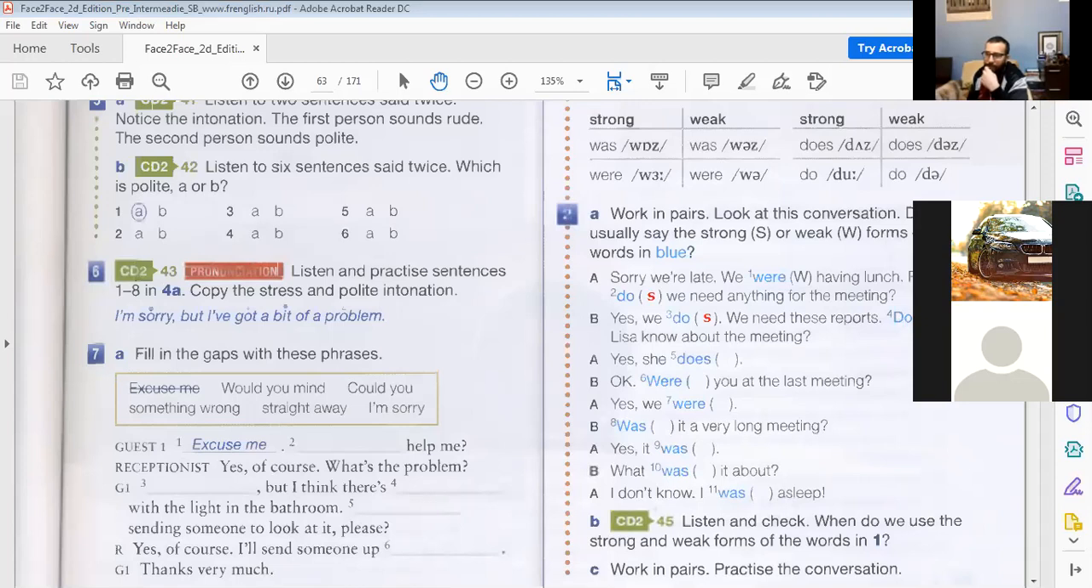What about number four? Do we say, does Lisa know or does Lisa know? Strong, you think? I think weak. Maybe weak. I don't know. Yes, she does. Strong. Okay. Weak. Weak. Yes. Weak. Strong. What about this one? Weak. All right. And this one? Strong. All right. And this one? Weak. Okay, and the last one? Weak.